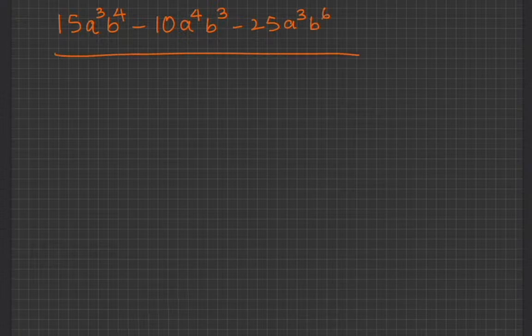15a cubed b to the power 4 minus 10a to the power 4 b to the power 3 minus 25a to the power 3 b to the power 6. That's going to be divided by negative 5a to the power 3 b to the power 2.